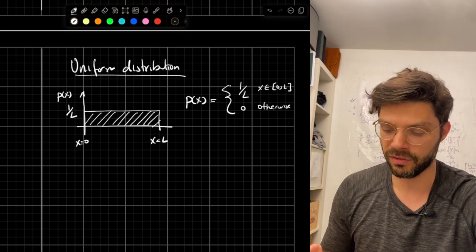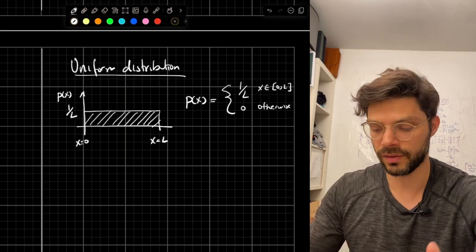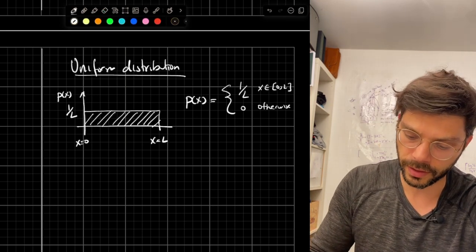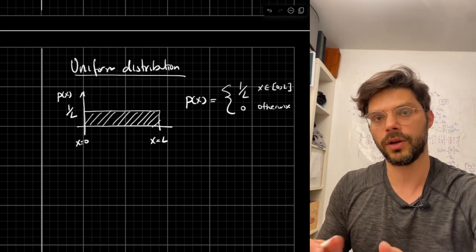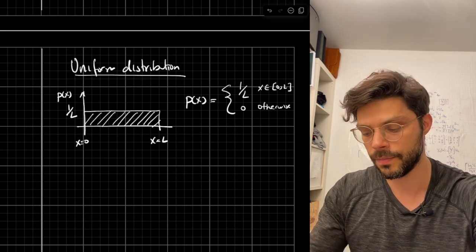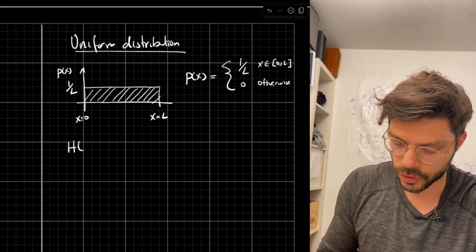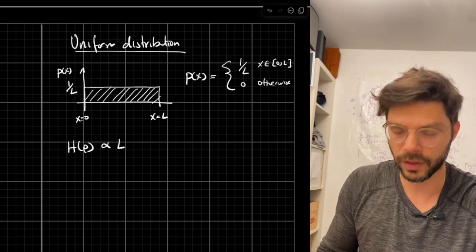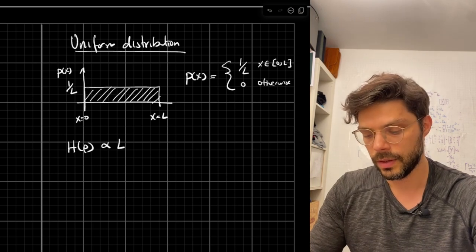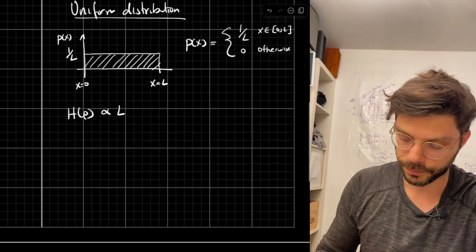So now we can go ahead and compute this entropy, but let's just think about how we expect it to behave. Entropy is a measure of our uncertainty. So we should expect that the larger L is, so the wider the range of values that x could come from, the larger the entropy. So we should expect that h of p should be proportional to L somehow. The higher L is, the higher the entropy should be, because it just means more uncertainty. So let's try that out and see if it's indeed the case.